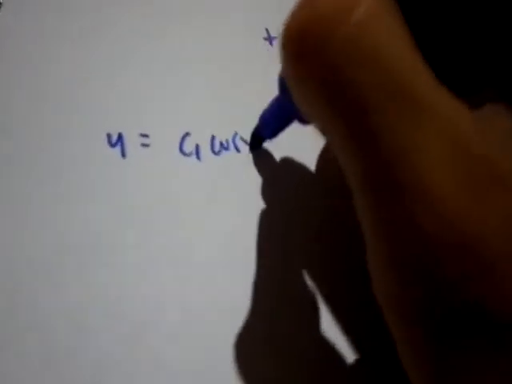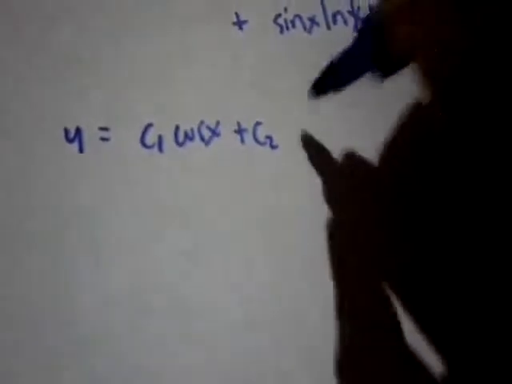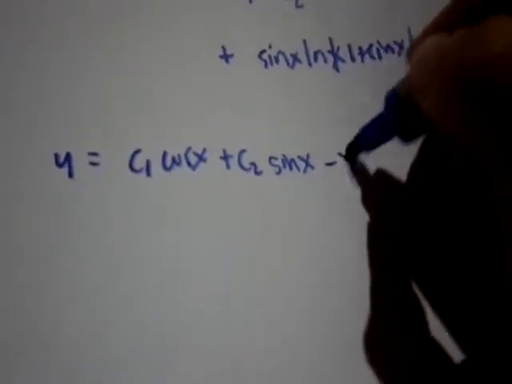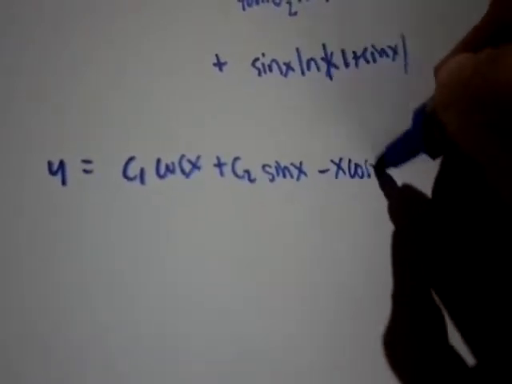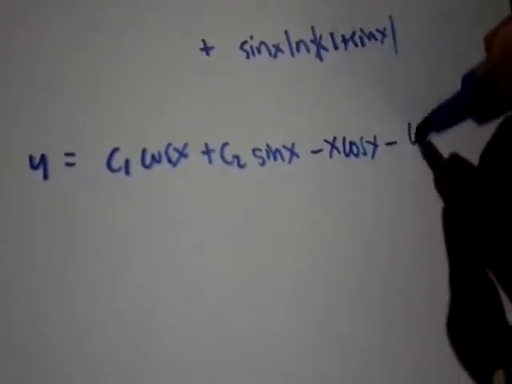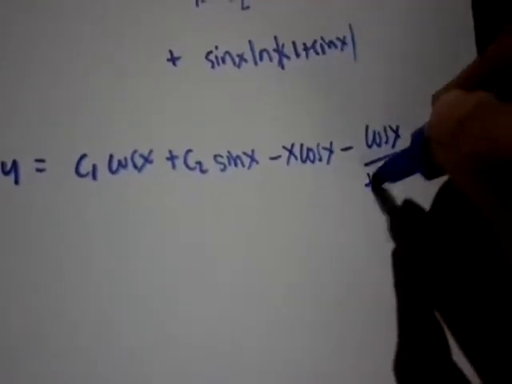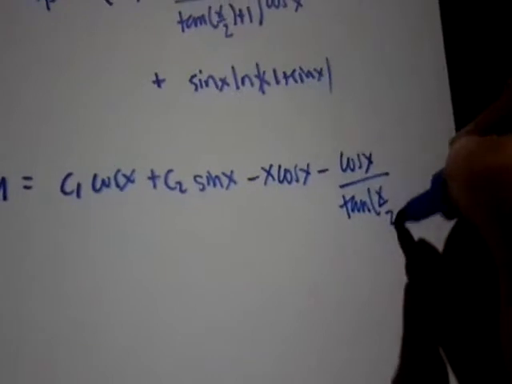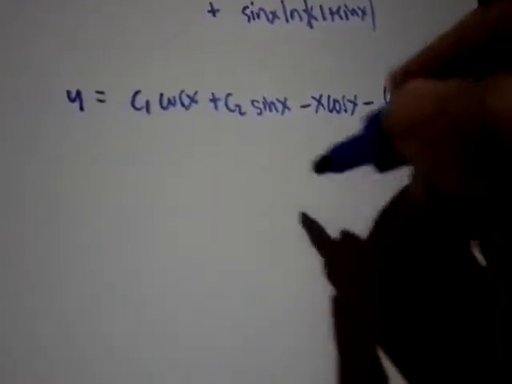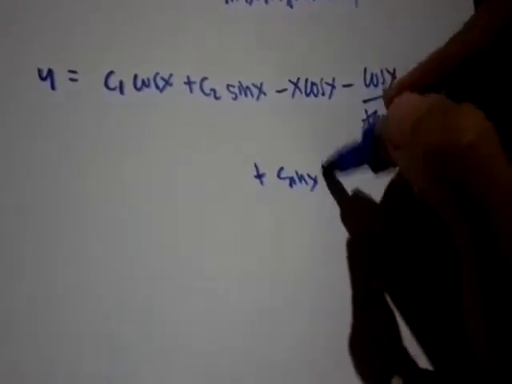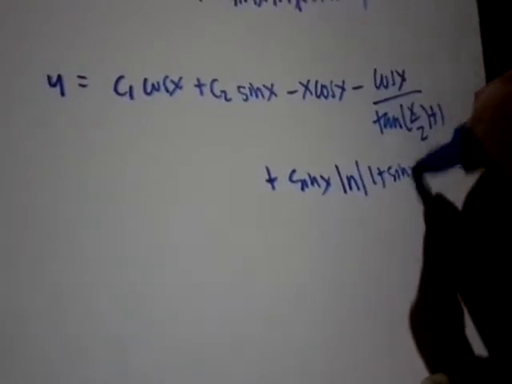So the complete solution is equal to c1 cosine x plus c2 sine x minus x cosine x minus cosine x over tangent x over 2 plus 1 plus sine x ln of 1 plus sine x.